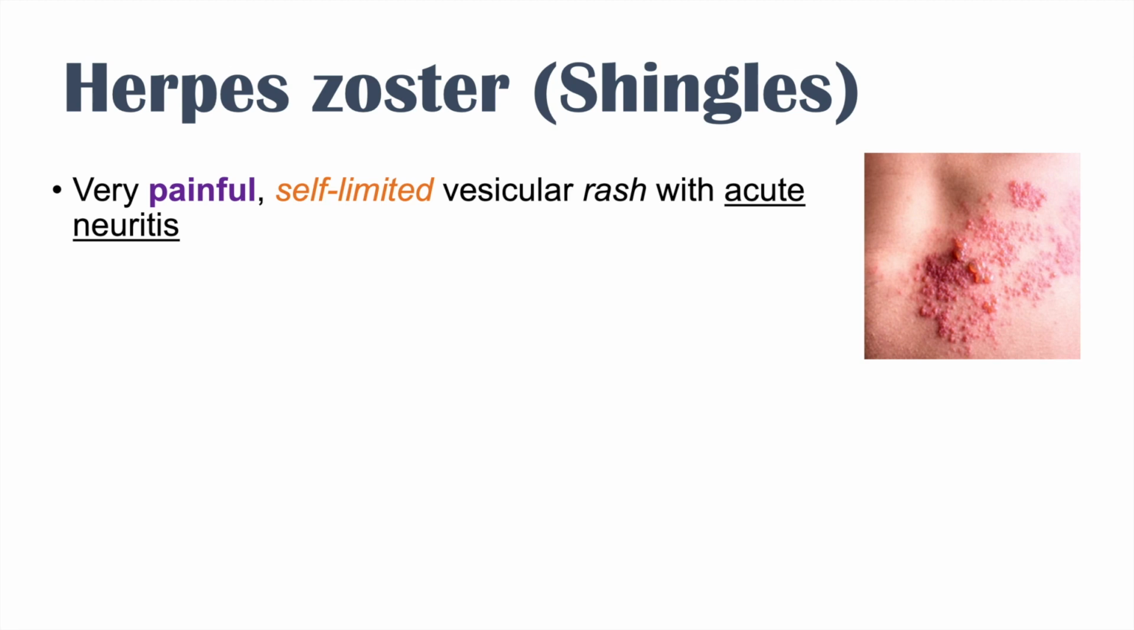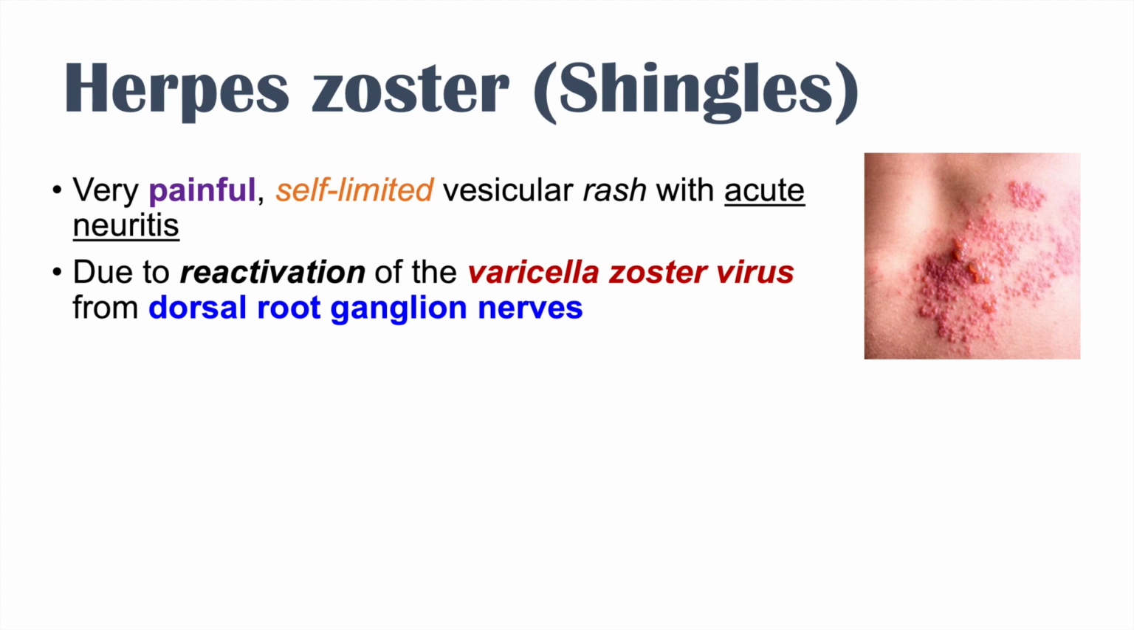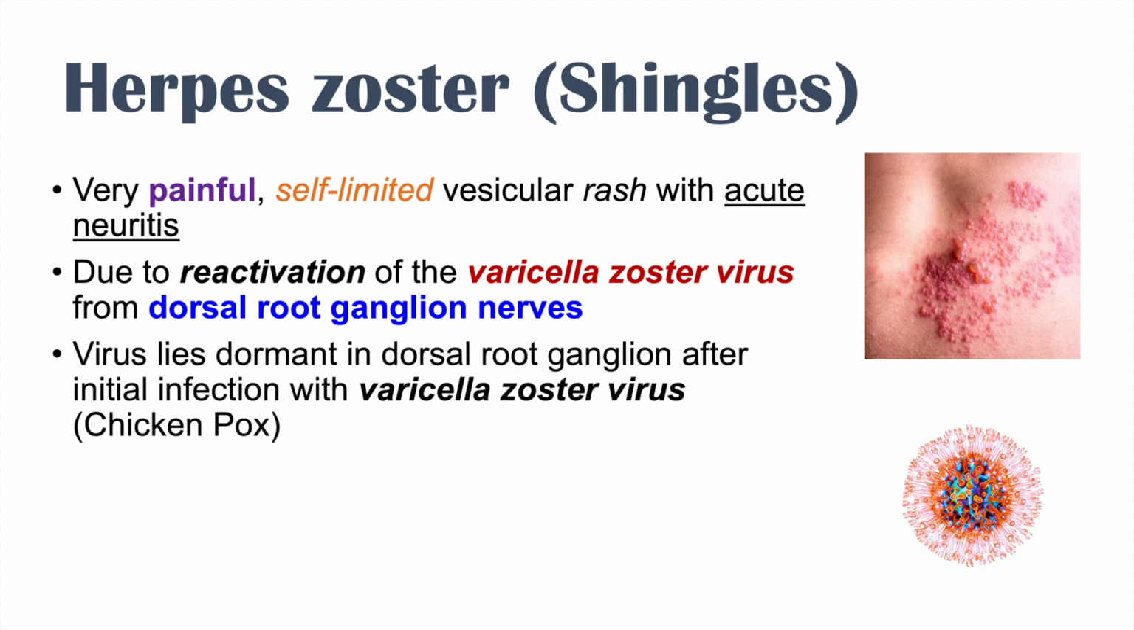So shingles or herpes zoster is due to reactivation of the varicella zoster virus from dorsal root ganglion nerves. The virus lies dormant in dorsal root ganglion after an initial infection with varicella zoster virus, which causes chickenpox. So in order for an individual to actually get shingles, they would have had to have had an infection with chickenpox virus sometime in their life prior. So that's very important. What happens is the virus most oftentimes will occur in childhood. So a child will get chickenpox.